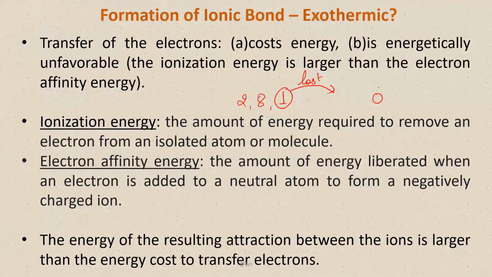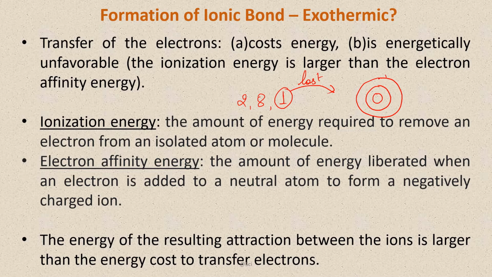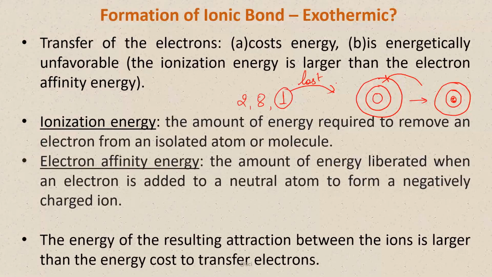Why? Because this is the K shell, this is the L shell, and this is the M shell. In this M shell, there is one electron. This one electron is removed. So after the removal of this one electron, sodium is stable, with a duplet and an octet. The energy which is required to remove this one electron from this particular atom or molecule is called the ionization energy.